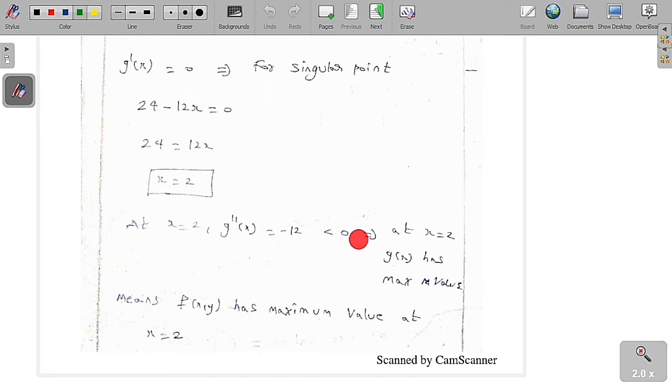But in this case we are going to get less than 0. So at x is equal to 2, you are going to get a maximum value. So at x is equal to 2, g of x has the maximum value, or simply we can say that g of x is nothing but f of x comma y. So f of x comma y is also having the maximum value at x is equal to 2.